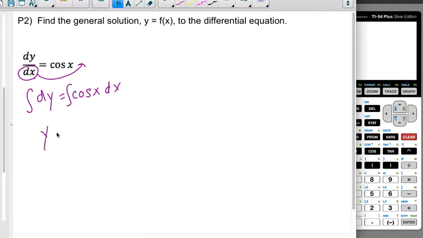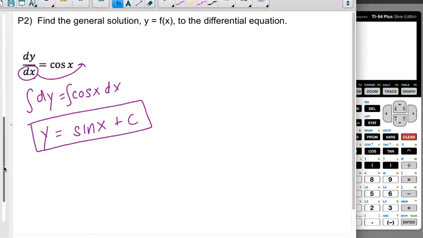So dy just integrates to y. I don't need the plus c. The antiderivative of cosine is sine, right? If you integrate cosine, you get sine plus c. And that's it. And it's already solved for y, so I'm done.